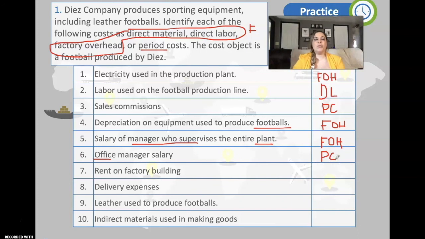Number 7, rent on factory building. Does it have to do with the factory? Yes, it has the word factory in it. So we know it's one of these 3. Okay, now it's the rent. Is that a direct material? No. Is that labor? No. Then it would be factory overhead.